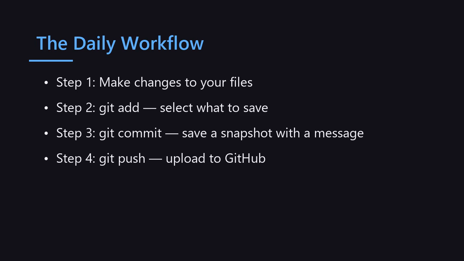This is the workflow you'll use every single day. You change some files. Then you stage them with git add. This is like selecting which files you want in your next snapshot. Then git commit saves that snapshot locally on your machine with a message describing what you did. Finally, git push uploads it to GitHub so others can see it. Add, commit, push, that's the rhythm. Remember this.